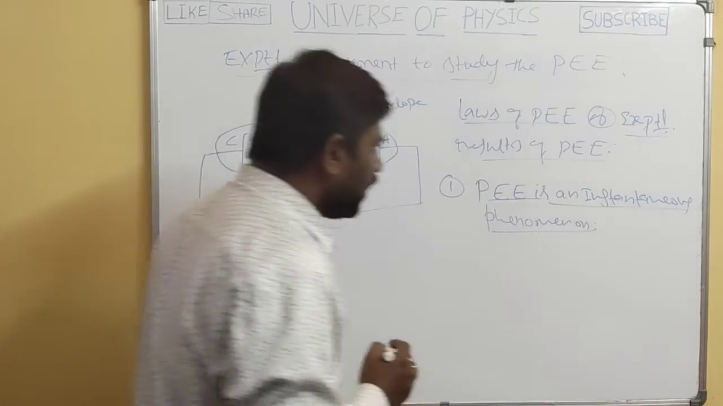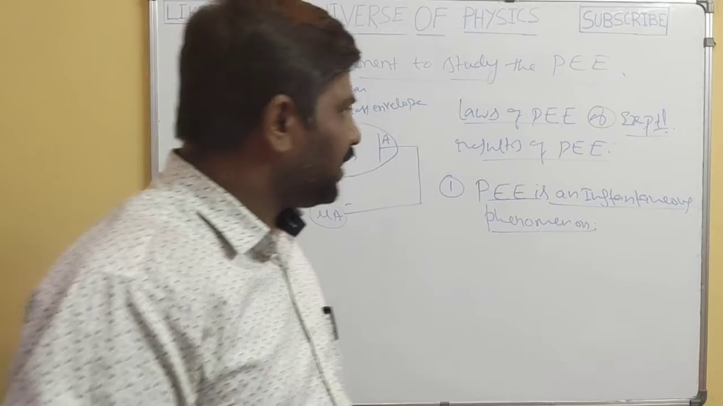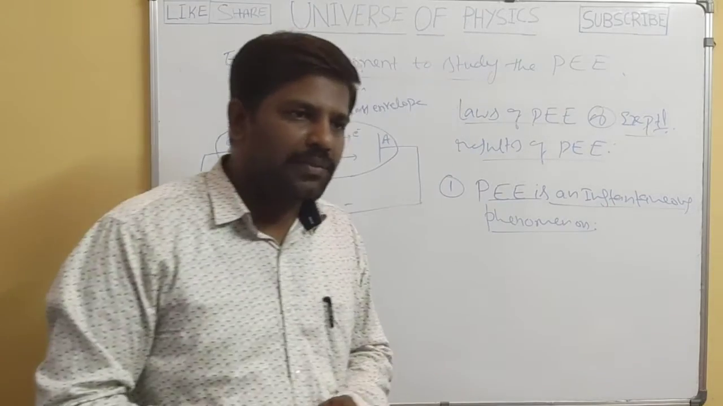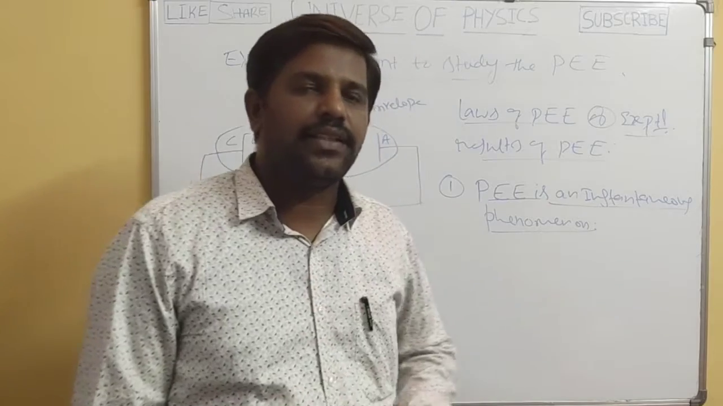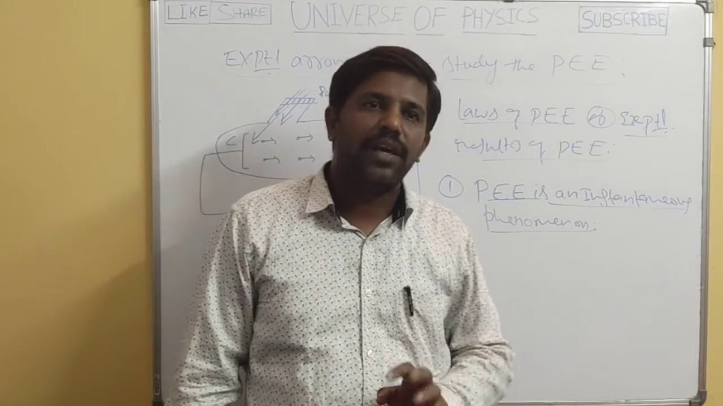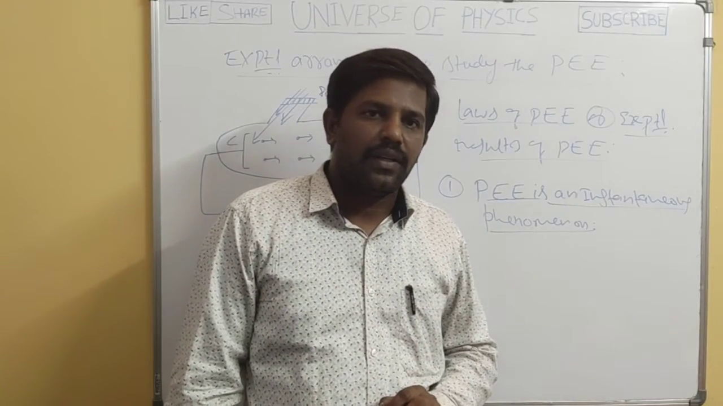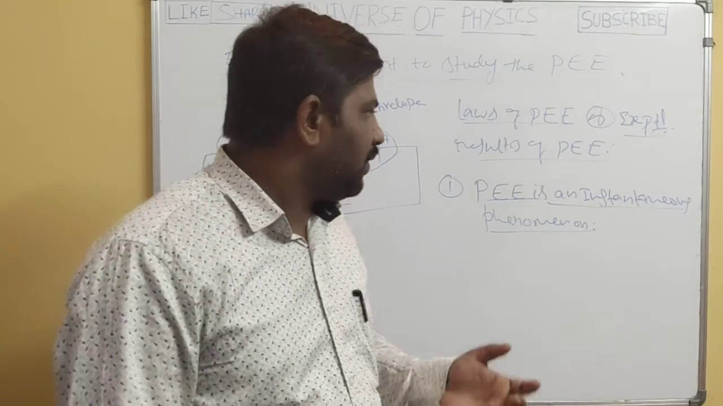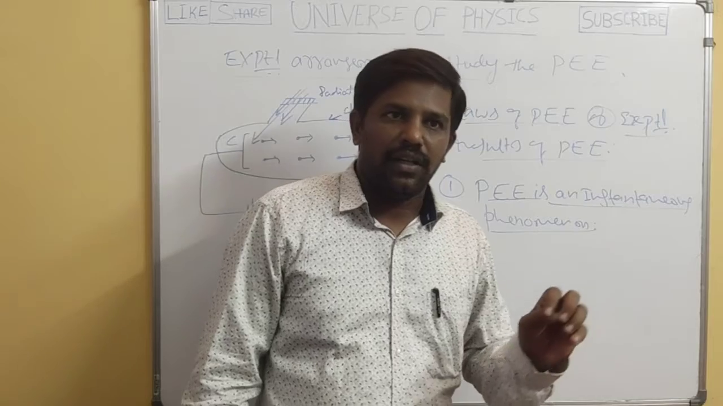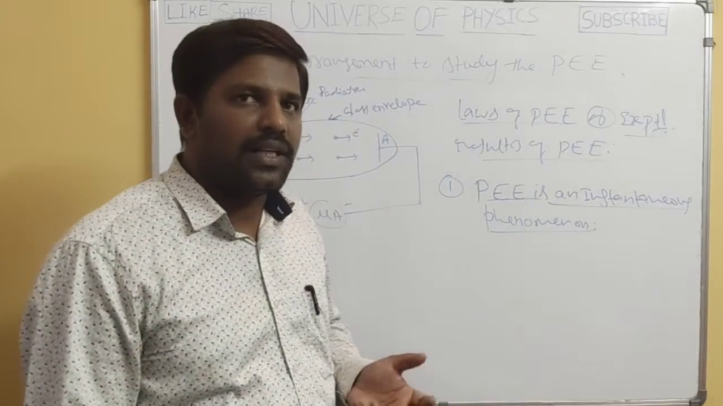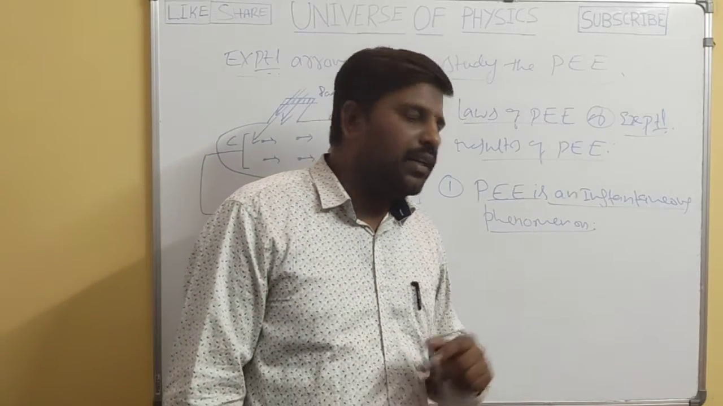Then what do we mean by this instantaneous phenomenon? It means there is no time delay between the incident radiation and the electrons ejected from the metal surface. Within a fraction of a second, we can get the electron from the metal surface after the light falls on that metal surface.